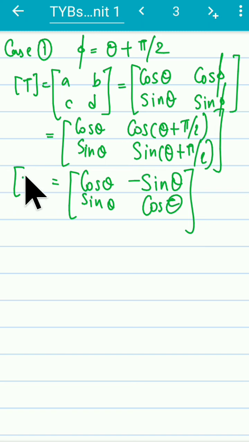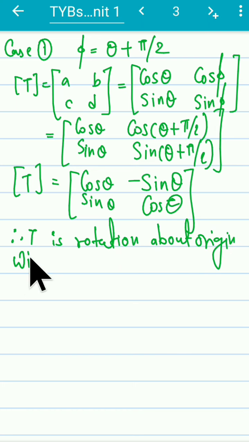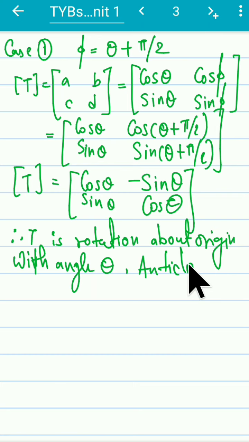So the matrix representation is nothing but same as what? Therefore T is rotation about origin with angle theta, and that is anti-clockwise direction. Okay, so in the first case we found it is nothing but a rotation matrix. Let us see the second case.